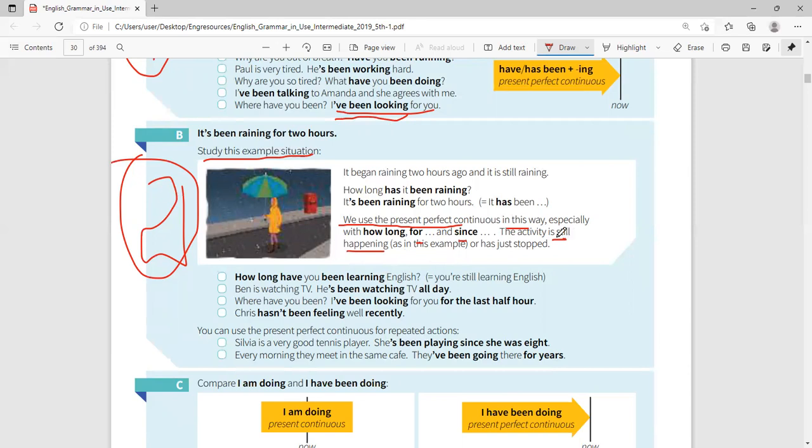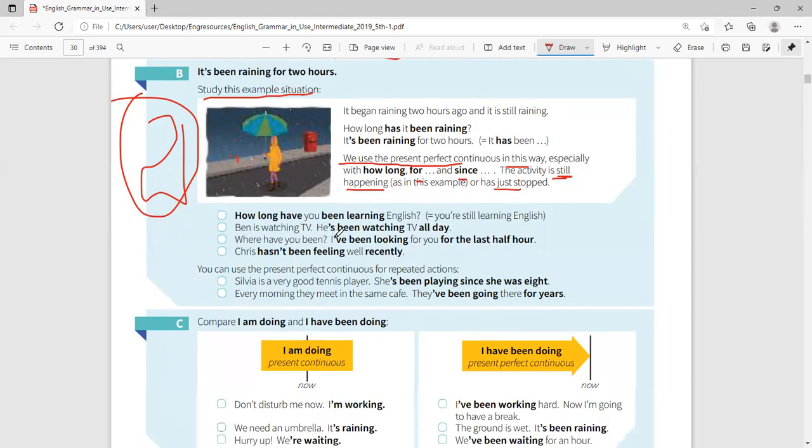The activity is still happening, meaning what was happening that time is still ongoing. Yes, like in this example, you see, that's why the lady still has an umbrella. Or maybe it has just stopped, like up there. How long have you been learning English? So you can say I've been learning for 6 months. But have you finished? You see, you are still learning, of course.